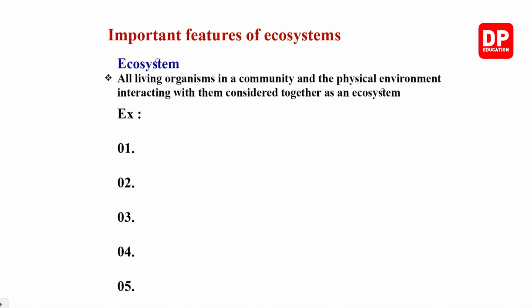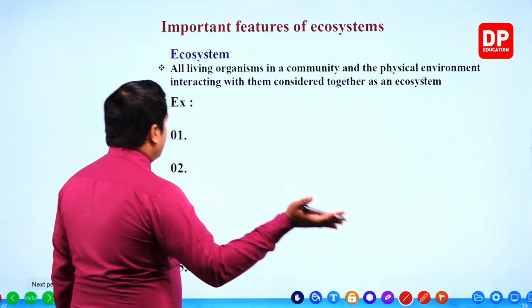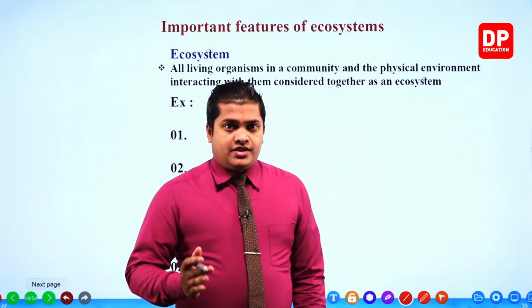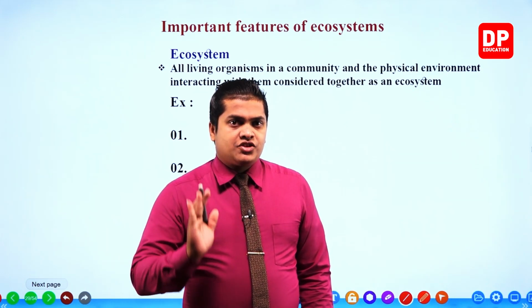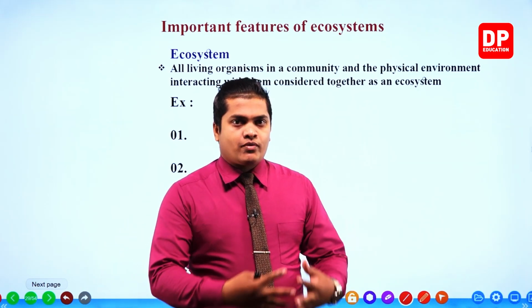Right then. So ecosystem. Once again, you are given the topic ecosystem. All living organisms in a community and the physical environment interacting with them are considered together as an ecosystem. So ecosystem means, my dear children, living organisms in a community and the physical environment interacting with each other, right? It is a certain condition, or a certain area, in which organisms and physical things interact.